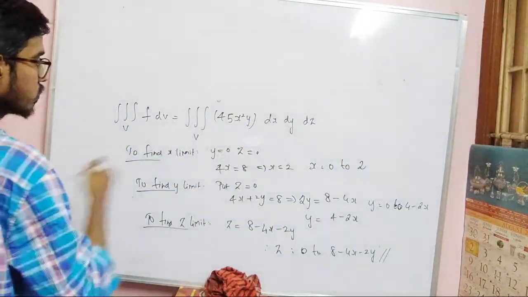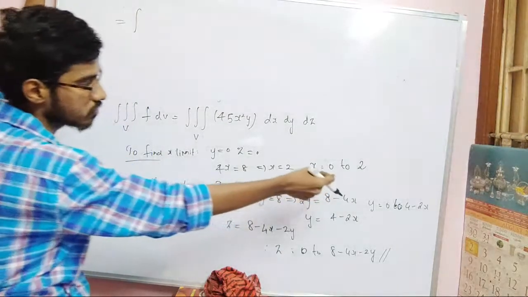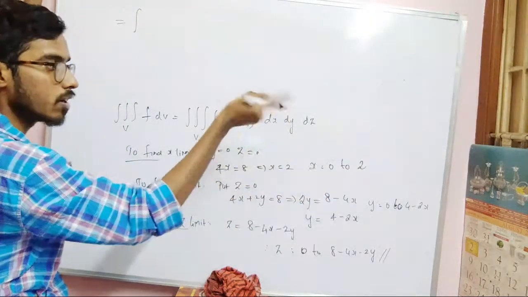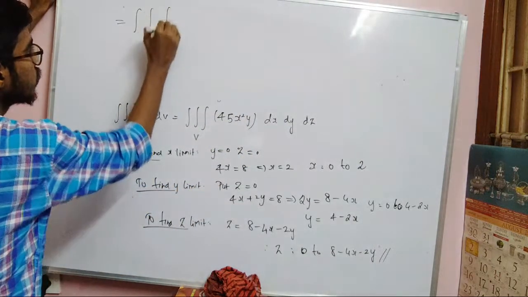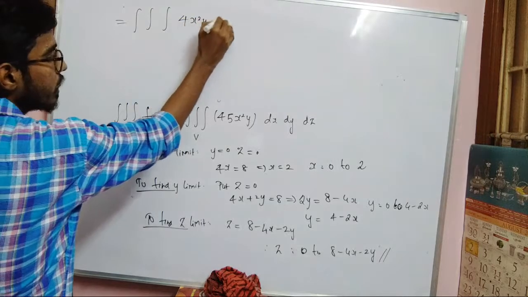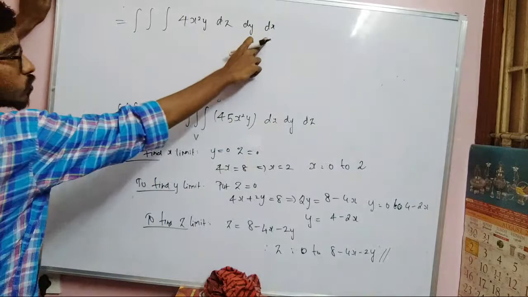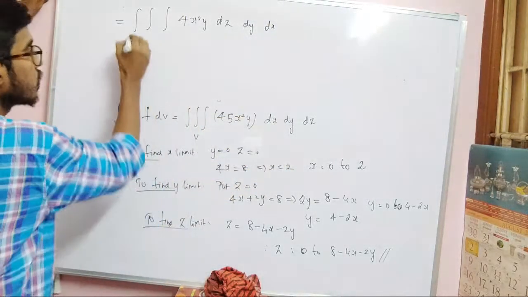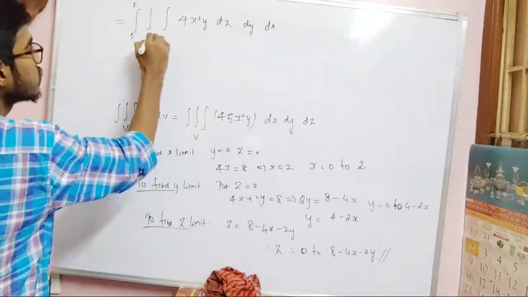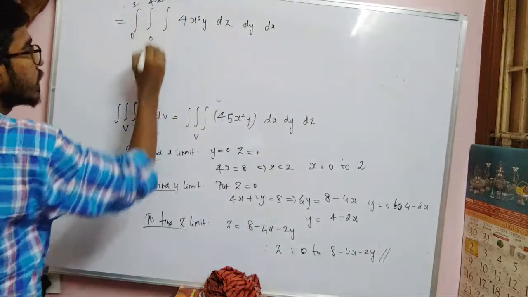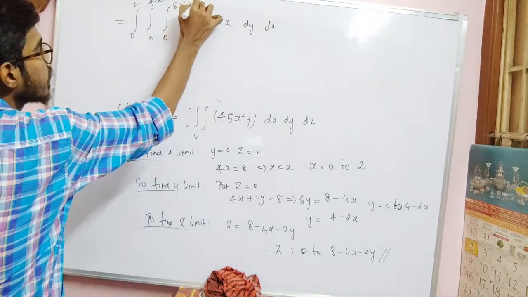So, this will be the integrals. You can see the differential is dx. So what we will do is transform to dz dy dx. We will transform this to 45x square y dz dy dx. You just make dx the last term because x only will have numbers. So we have x from 0 to 2, y limit from 0 to 4 minus 2x, and z limit from 0 to 8 minus 4x minus 2y.